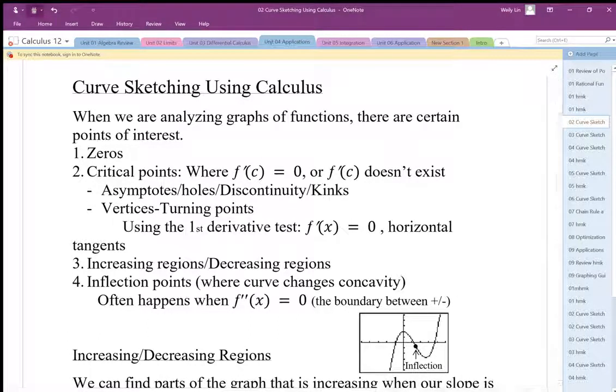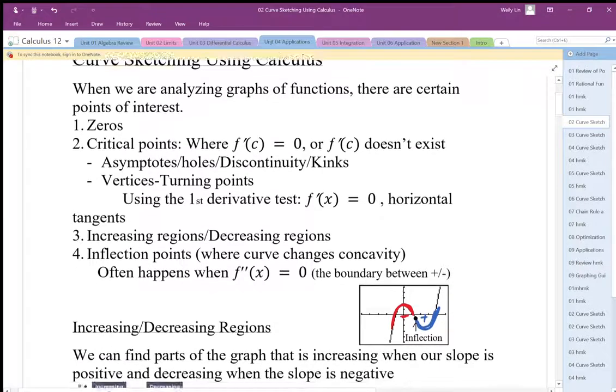Okay, so if we take a look at that graph, you can see that there is a concave down here. Okay, so that's concave down. And when we change to concave up, okay, here, that point is called an inflection point, and we're going to find that where the second derivative is equal to zero.